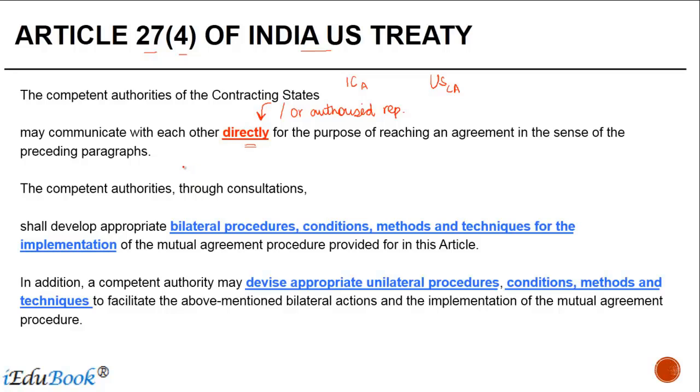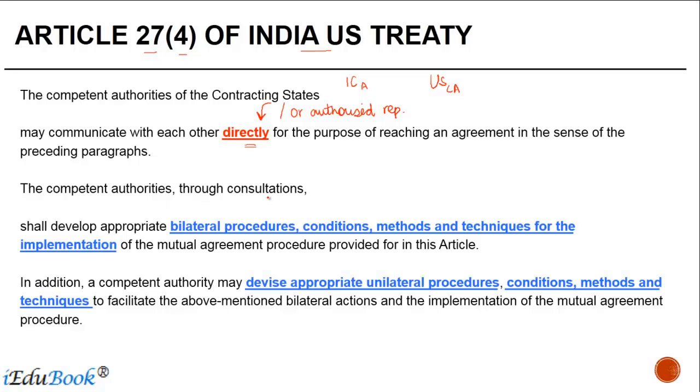What does this mean? This means that the Indian and the US competent authority can directly communicate with each other, right, in order to arrive at an agreement, right, which deals with cases where the taxation is not in accordance with the provisions of this convention.